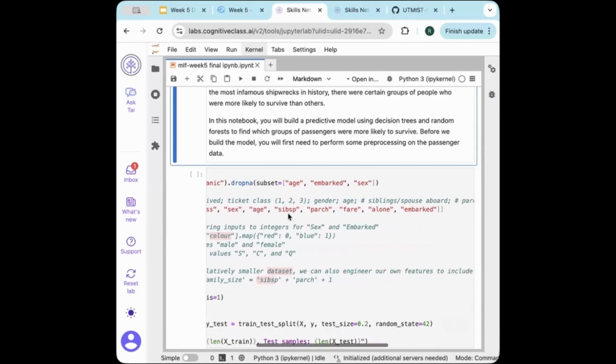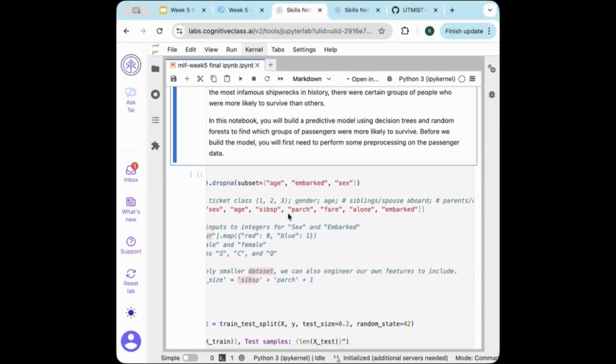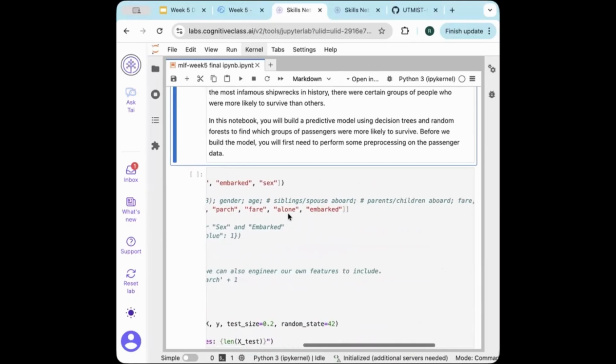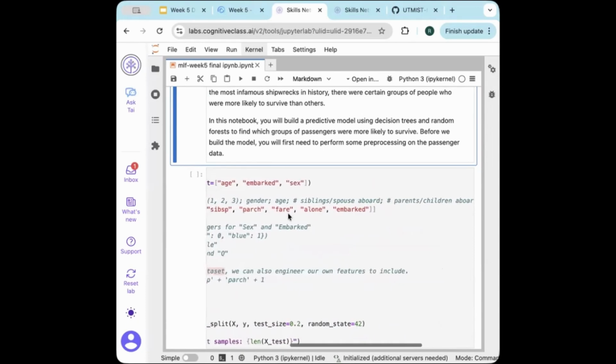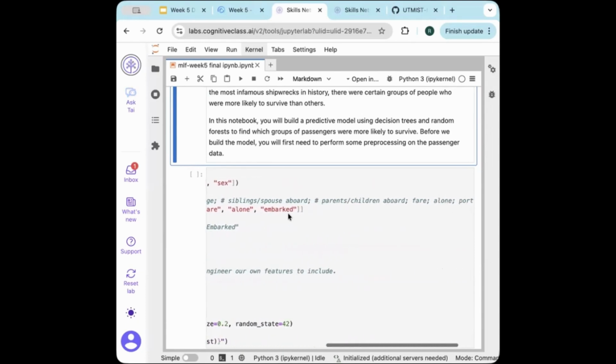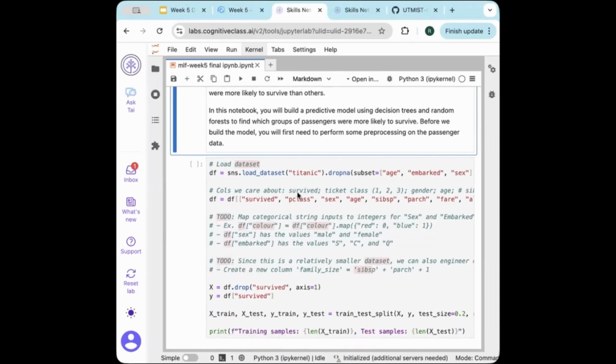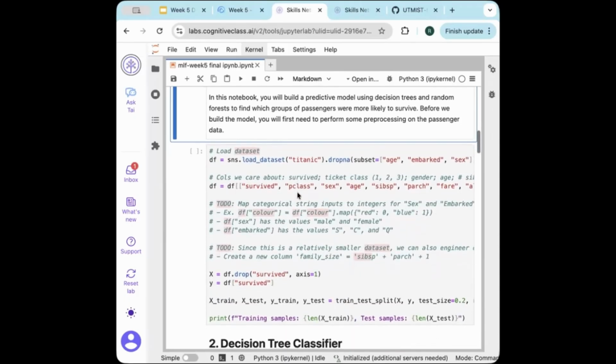There's gender, sex. There's age. There is the number of siblings/spouses that were aboard at the time. There is the number of parents and children that were aboard at the time. There is fare, so the price of the fare. There is whether the person was alone or not, and there is embarked, the port boarded. So these are going to be the columns that we're going to be working with.